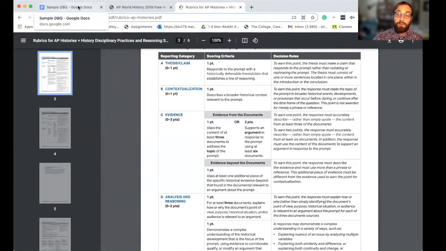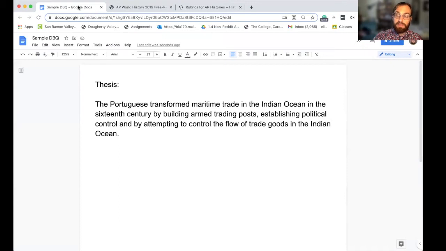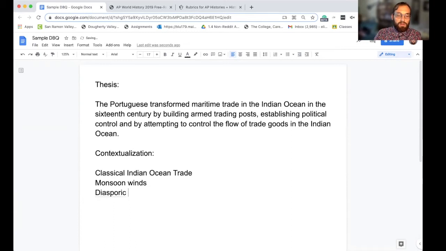Now, if you've watched my video on writing a context statement, you know that it's good to start broad and then get really narrow. But in general, you want to point out 2 to 3 things that came before or during that set the stage for whatever it is that you're talking about. But this doesn't have to be in fancy flowery language. We can literally just list things that put the prompt in historical context. What comes before the Portuguese in the Indian Ocean? Well, we have the classical Indian Ocean trade. We have things like the monsoon winds. What else? We have the diasporic communities.